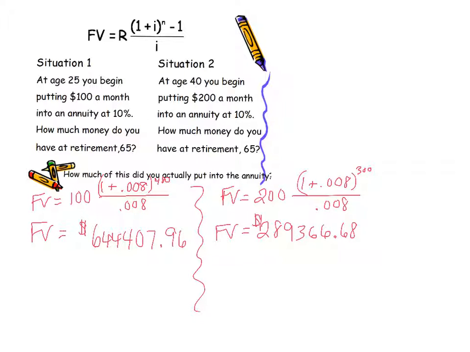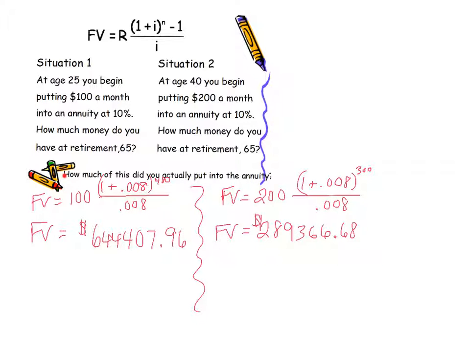Here's what I got for those two future values. Let's look at what that means. I got $644,000 here if I started when I was 25. If I wait until I'm 40, I only ended up with $289,000. And that's even with me making extra payments here, or higher payments.